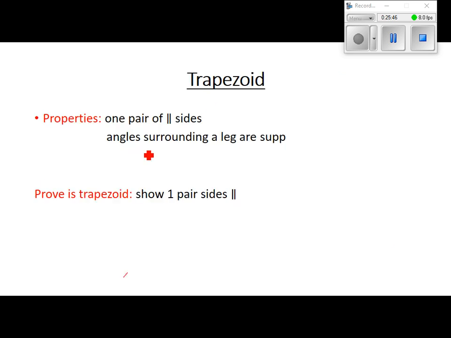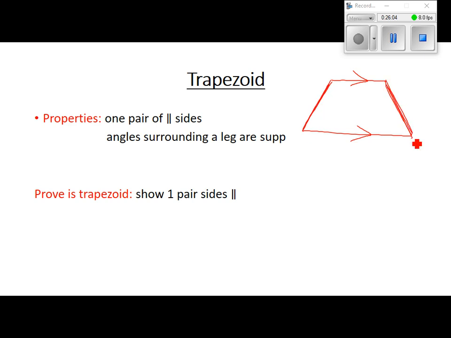Trapezoid. Trapezoid normally looks like this. It doesn't have to. Properties of a trapezoid. Two of the sides, which are called the bases, are parallel to each other. So it's got one pair of parallel sides, then the other two sides are not parallel.